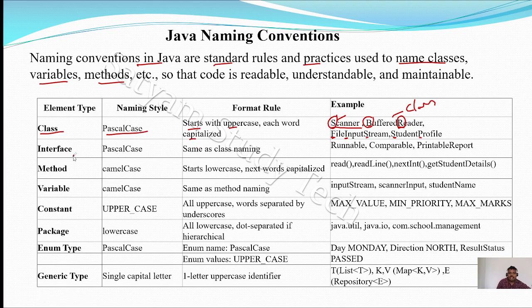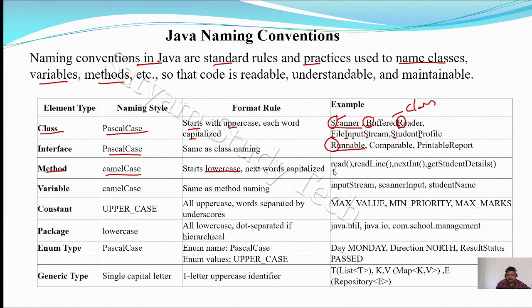Interfaces follow the same naming convention rule, so it is also Pascal case. For example, Runnable is a predefined interface, and it starts with R. Methods follow camel case. Any method starts with a lowercase letter. If a method has multiple words, it starts with a lowercase letter.